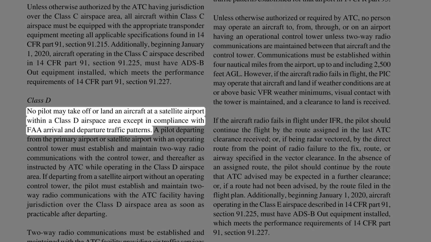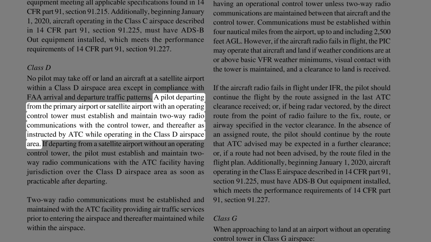Class D. No pilot may take off or land an aircraft at a satellite airport within a Class D airspace area except in compliance with FAA arrival and departure traffic patterns. A pilot departing from the primary airport or satellite airport with an operating control tower must establish and maintain two-way radio communications with the control tower, and thereafter as instructed by ATC while operating in the Class D airspace area.